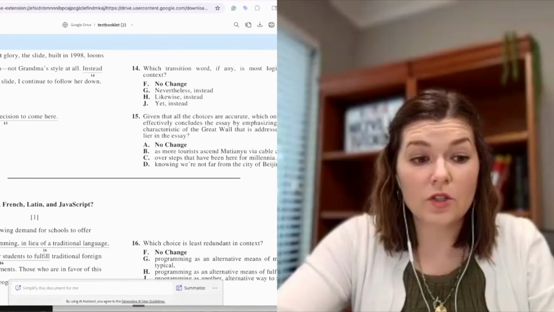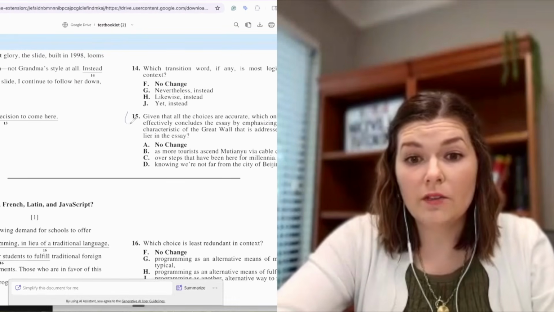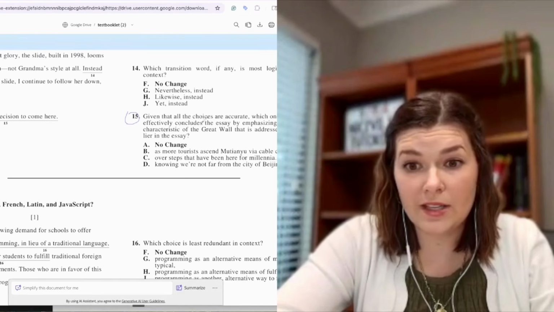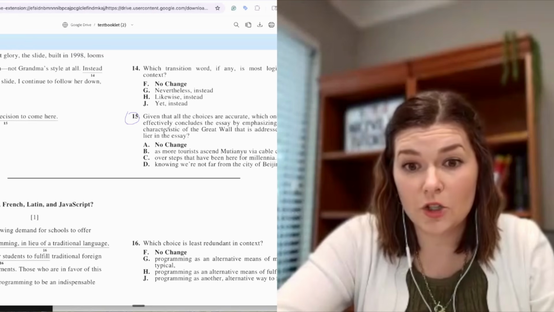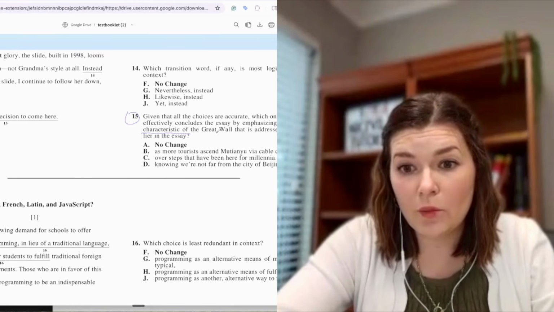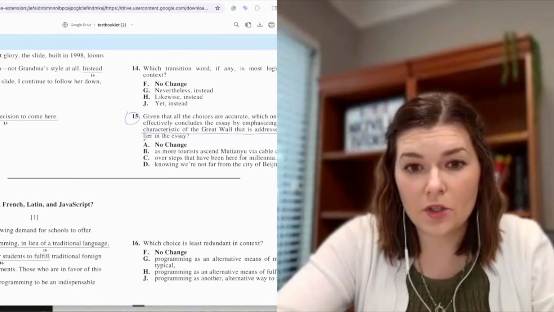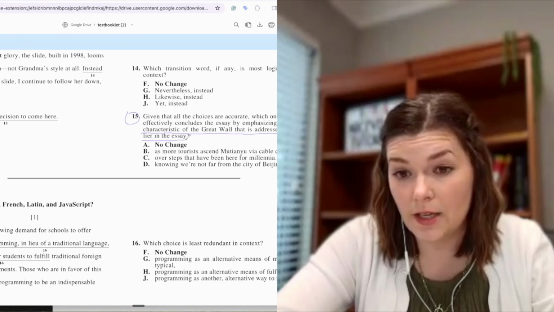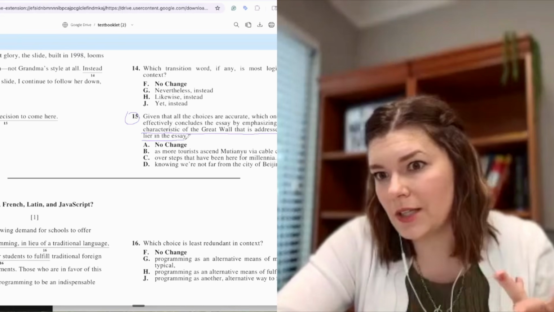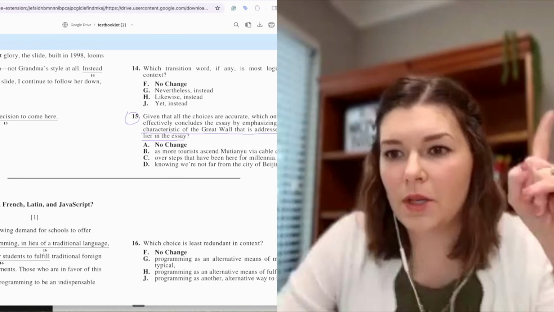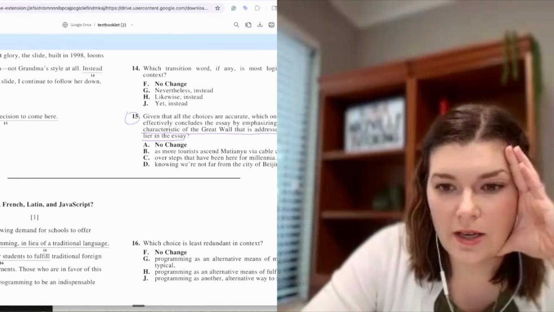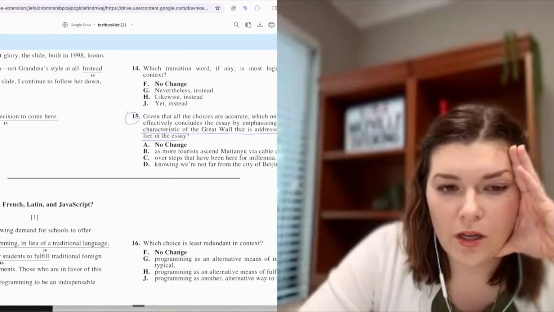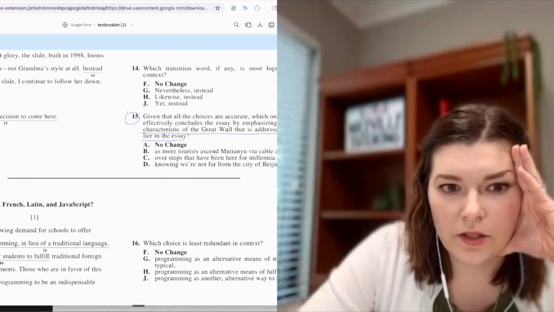Okay, next one is going to be number 15. So, given that all the choices are accurate, which one effectively concludes the essay by emphasizing a key characteristic of the Great Wall that is addressed earlier in the essay? This one is honestly going to be a little bit more nuanced, because you have to dig through this. But let's break it down. Concludes the essay by emphasizing a key characteristic of the Great Wall that is addressed earlier in the essay.